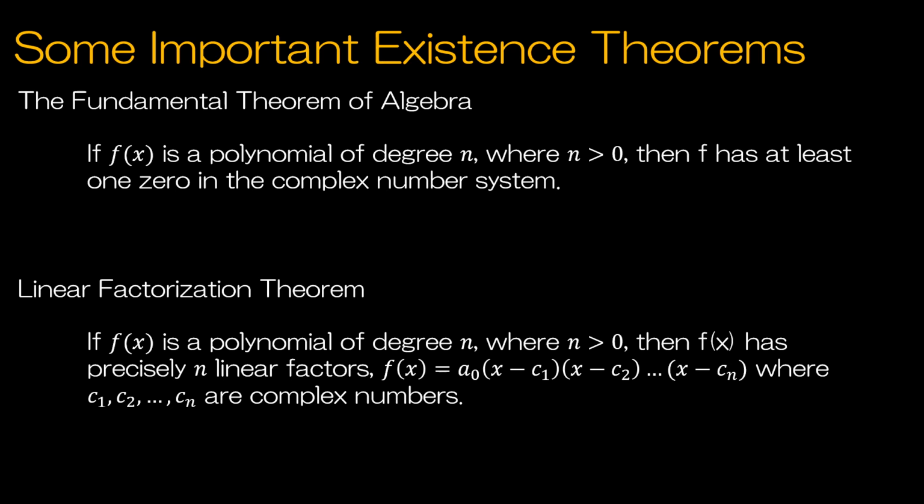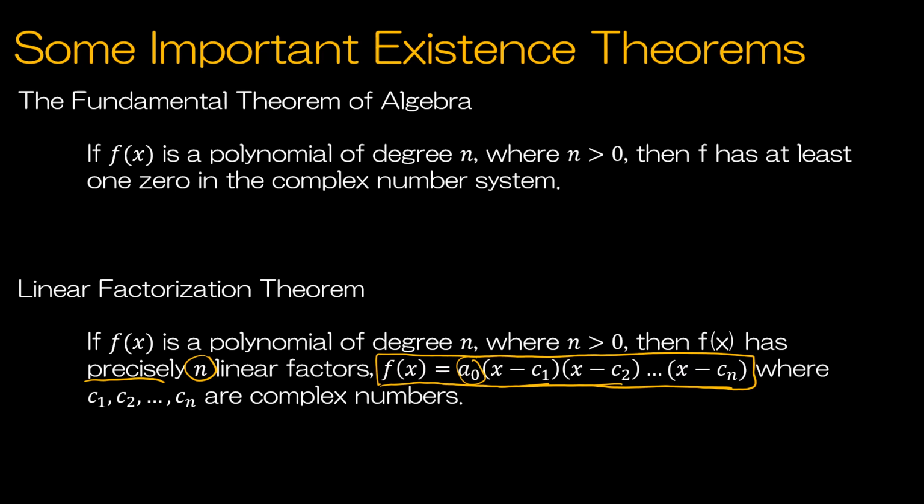The linear factorization theorem says if f of x is a polynomial of degree n, where n is greater than 0, then f of x has precisely n linear factors, and they're going to be written in this form. Now keep this in mind because this one we are going to be using. f of x is equal to a sub 0, which is just some constant, and then these are all of the linear factors, and there are n of them.